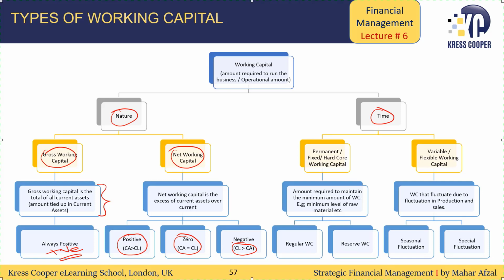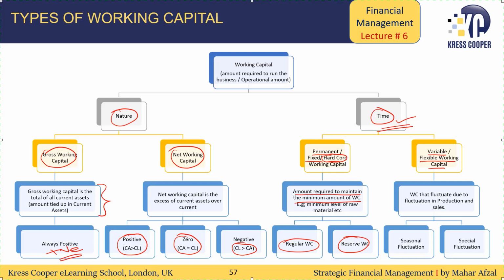So far as classification based upon the time is concerned, there are two major classifications. One is permanent or fixed working capital, which we can also call hardcore working capital. The second one is variable, fluctuating or flexible working capital. Hardcore working capital is the amount required to maintain the minimum amount of working capital. We'll discuss it in detail in our coming illustration. It will remain in the business at all times. It can be in the form of regular working capital that is being used on a regular basis in the business.